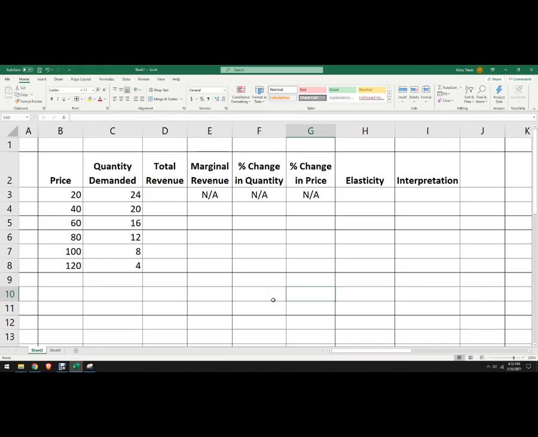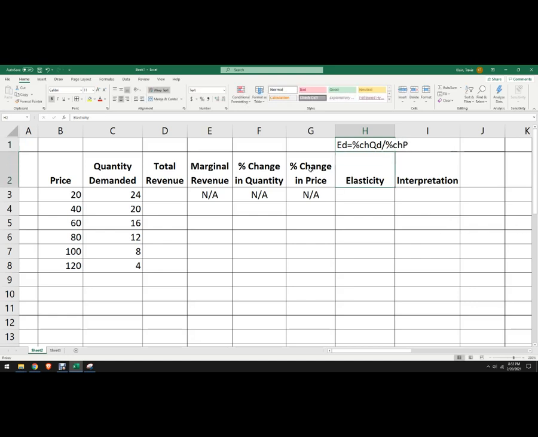Hello, in this video, let's calculate demand elasticity using Excel. So this will make it a little easier on us. We've got some prices, we've got quantity demanded, and then what we need to figure out is total revenue, marginal revenue, percent change in quantity, and the percent change in price, because if I need the elasticity of demand, the formula is the percent change in quantity demanded divided by the percent change in price.